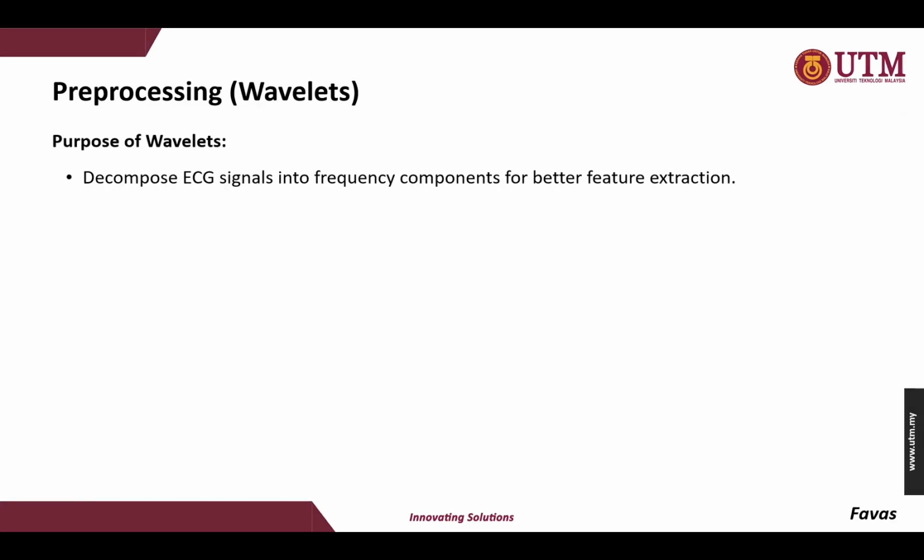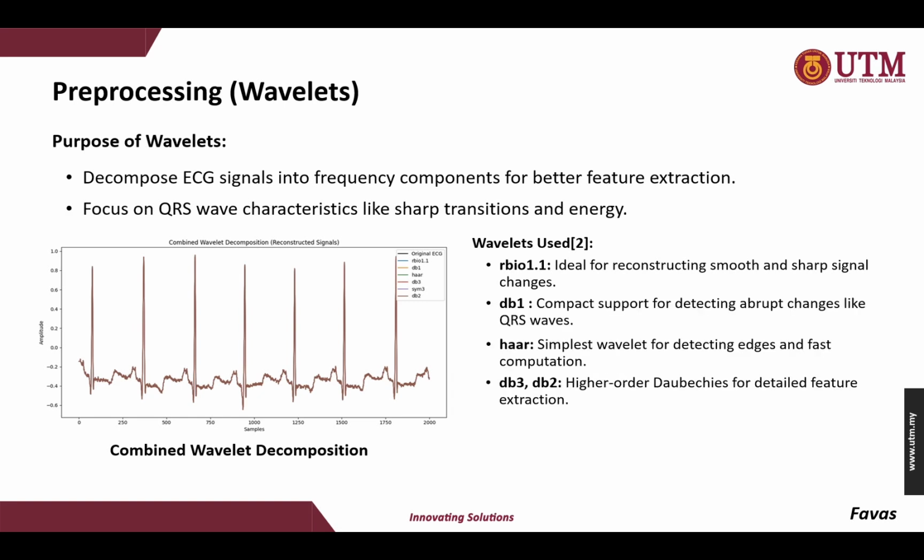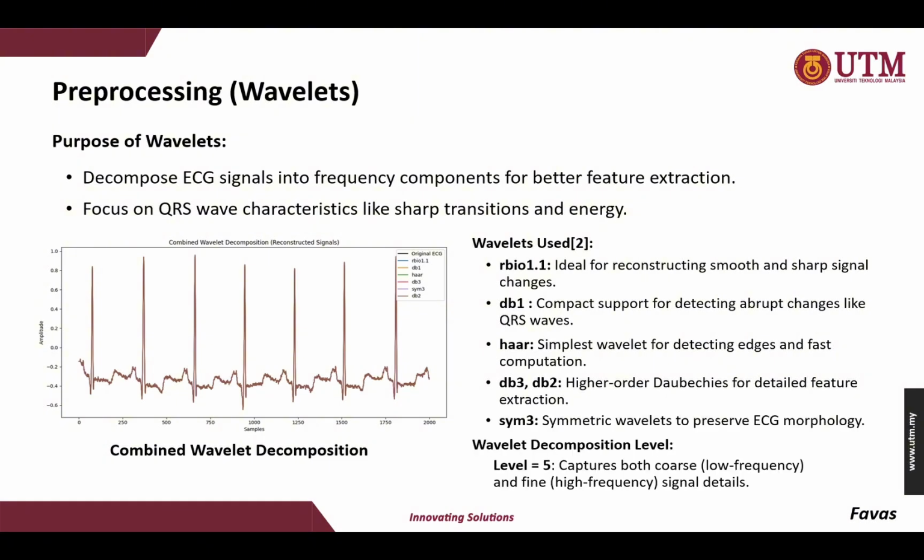Pre-processing of wavelets. Wavelets decompose ECG signals into frequency components for better feature extraction, focusing on QRS wave characteristics like sharp transitions and energy. We use RBIO 1.1 for smooth changes, DB1 for detecting abrupt changes, and HAAR for edge detection. Higher order Daubechies wavelets DB2 and DB3 extract detailed features, while SYM3 preserves the ECG's morphology. A decomposition level of 5 captures both low and high frequency details.